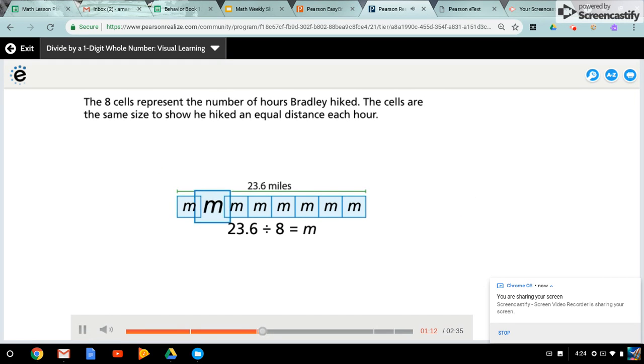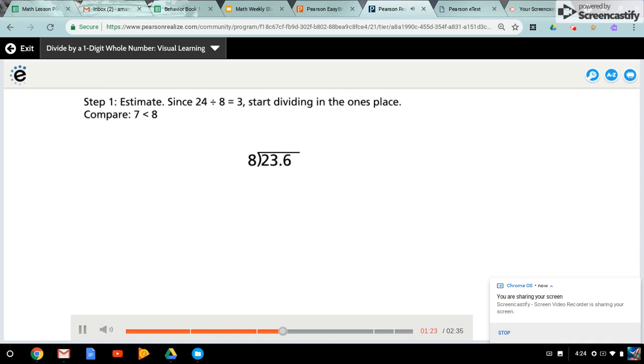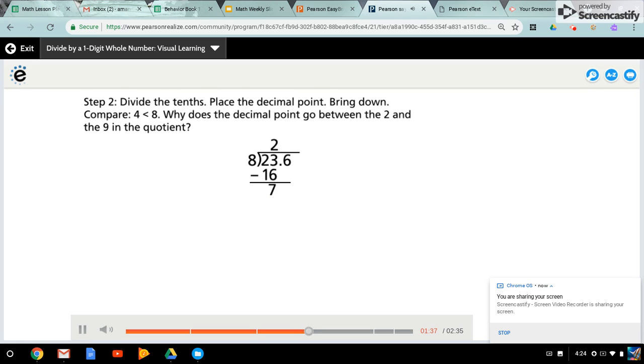The 8 cells represent the number of hours Bradley hiked. The cells are the same size to show he hiked an equal distance each hour. Step 1. Estimate. Since 24 divided by 8 equals 3, start dividing in the ones place. Compare. 7 is less than 8. Step 2. Divide the tenths. Place the decimal point. Bring down. Compare. 4 is less than 8.